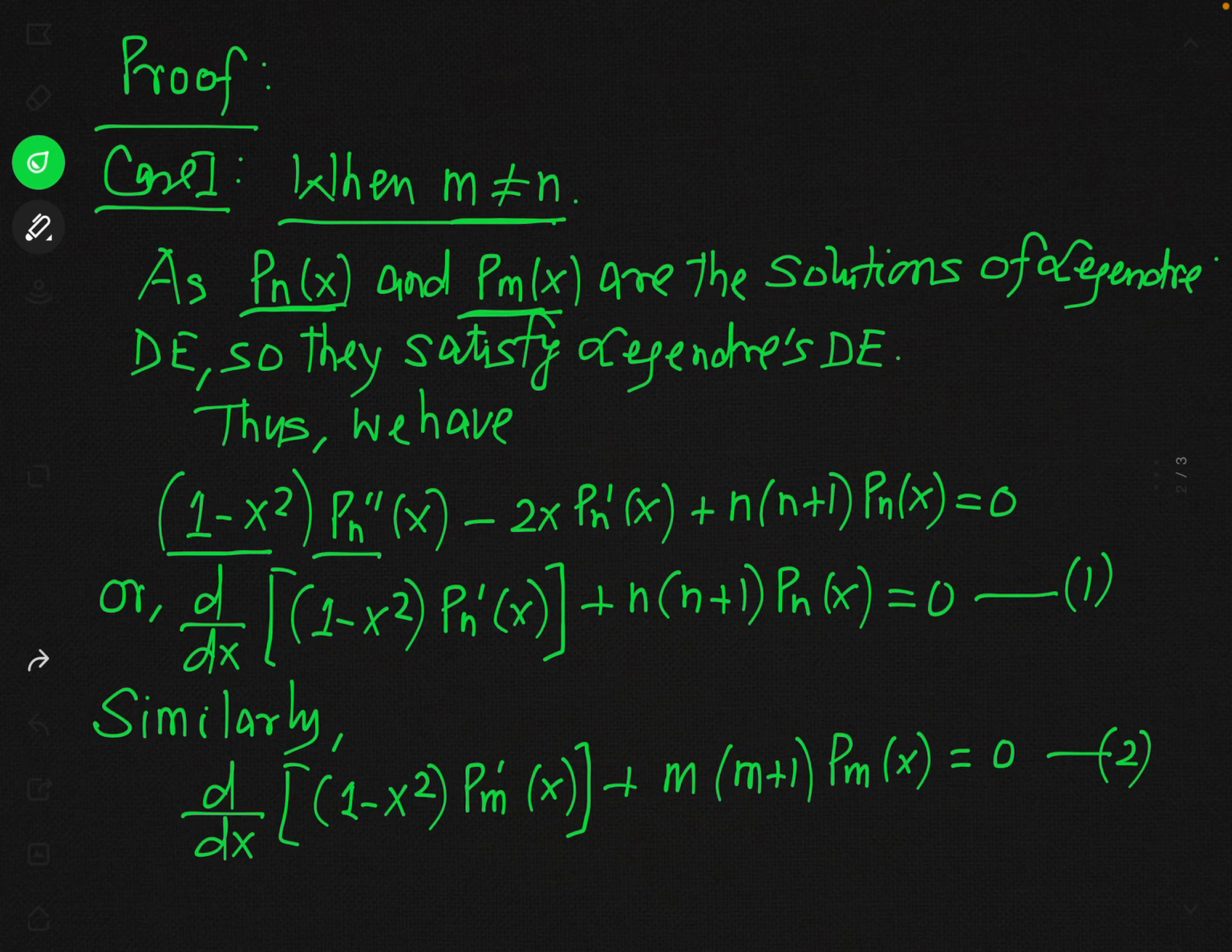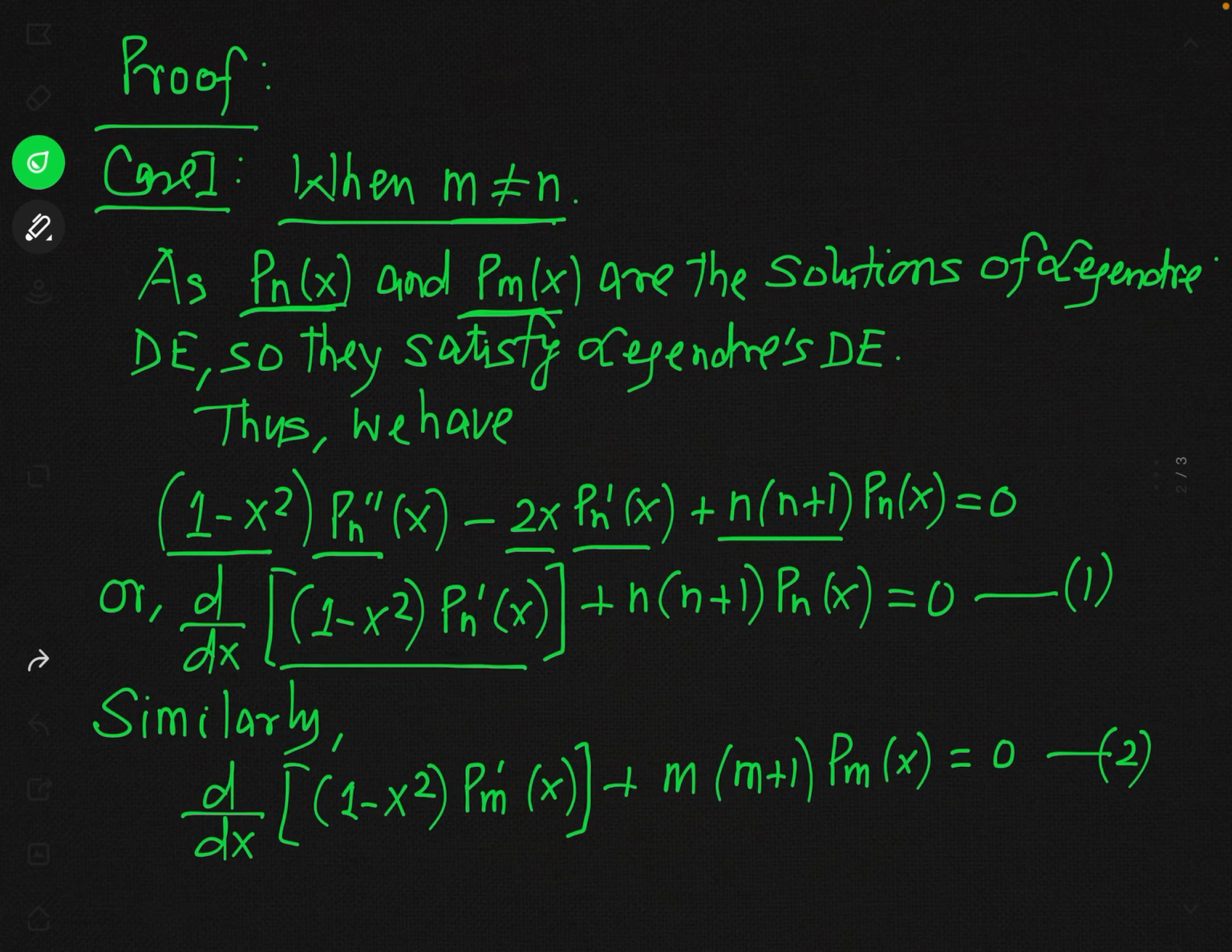So in terms of Pn of x, we can write Legendre's differential equation in this way: 1 minus x square into Pn double prime of x minus 2x into Pn prime of x plus n into n plus 1 Pn of x equal to 0. Simply you can see that we have replaced y by Pn of x. And the first two terms in the LHS, 1 minus x square Pn double prime of x minus 2x Pn prime of x, can be written like this.